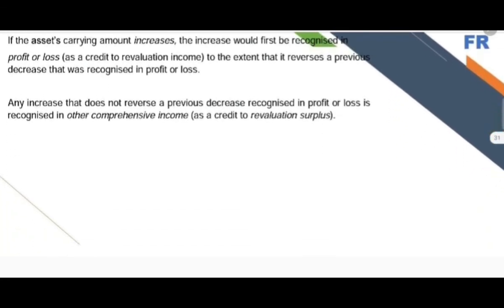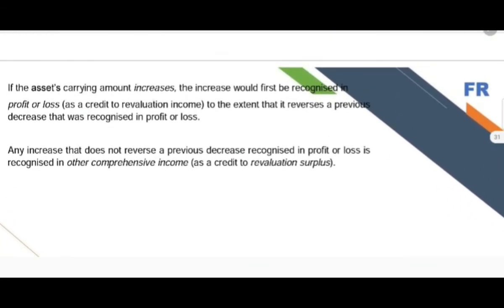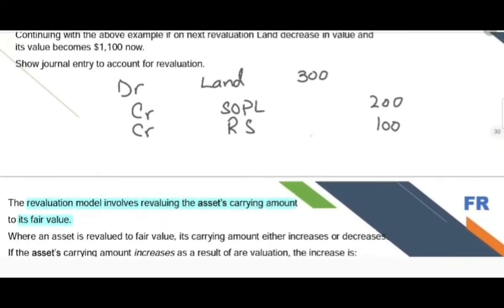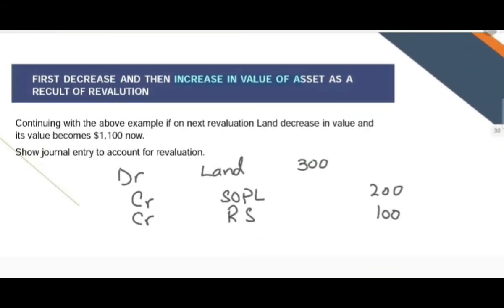And secondly, if the asset's carrying value increases, the increase would first be recognized in profit and loss as income to the extent that it reverses a previous decrease that was recognized in profit and loss. Any increase that does not reverse a previous decrease in profit and loss should be recorded in other comprehensive income as revaluation surplus. That is the summary of what we have done in these 4 examples.